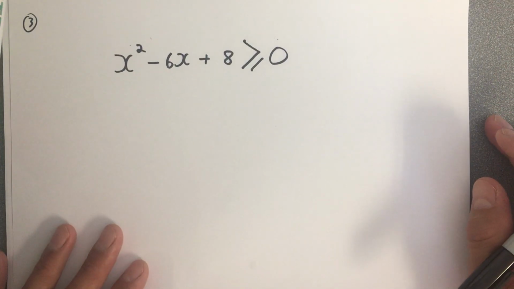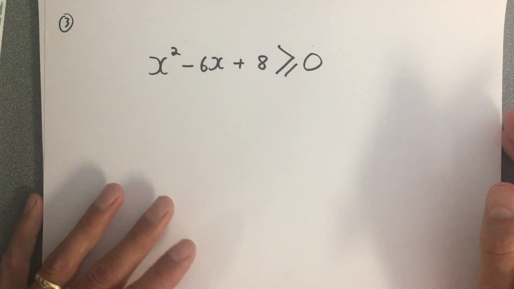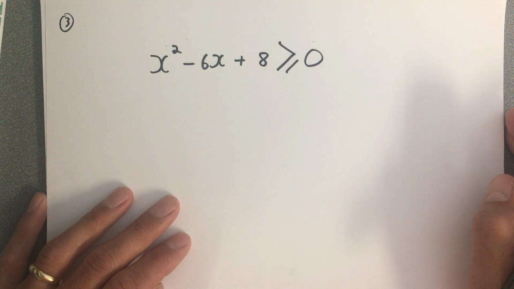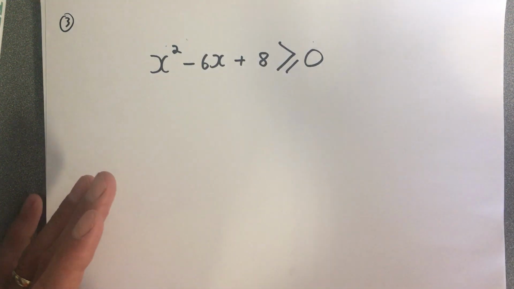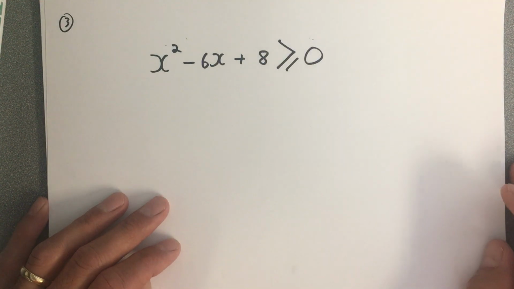Okay, now this inequality is a quadratic. And to better understand what to do here, I'm going to solve for the roots of this quadratic, and then I'm going to consider the points outside and between the roots as my intervals, and then I'll determine if they're positive or negative and complete the inequality.